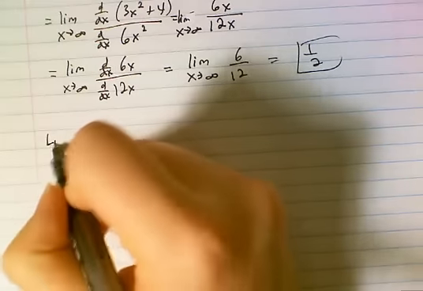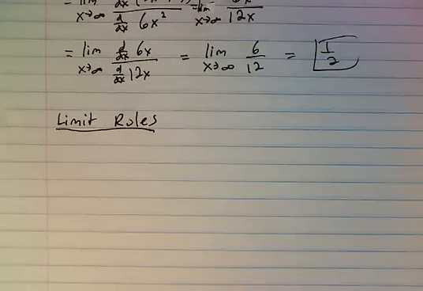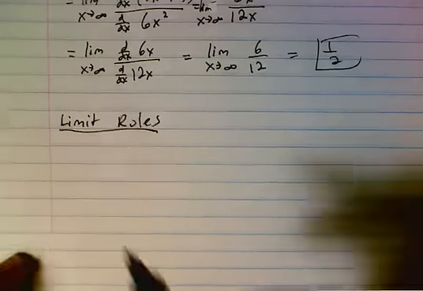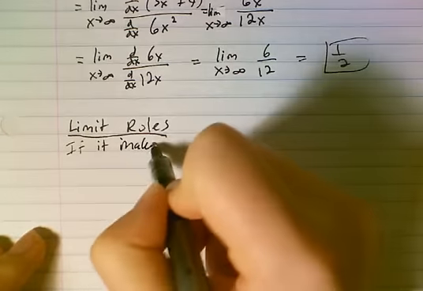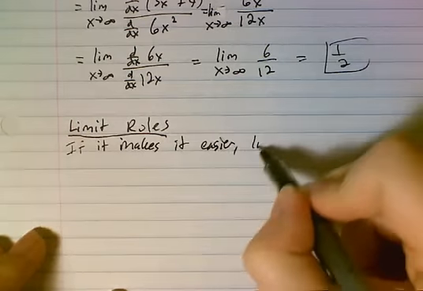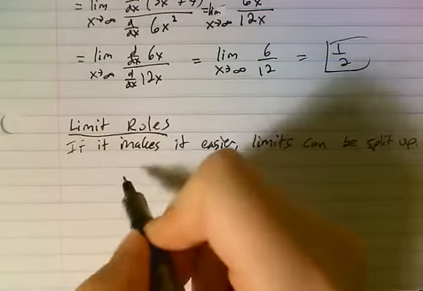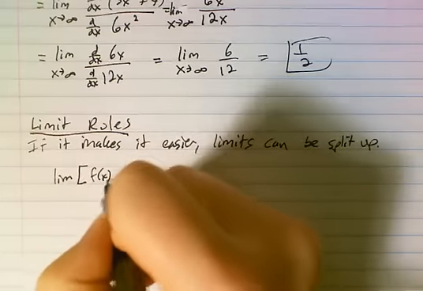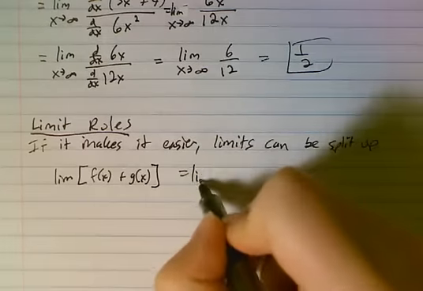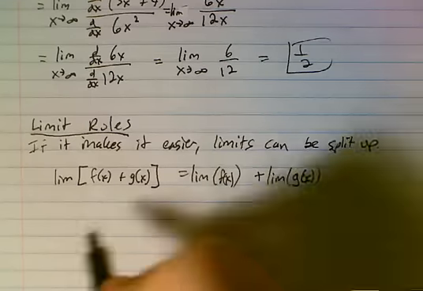One thing to also be aware of, this is our last piece. Sometimes you'll encounter limits where you have two parts added together or two limits multiplied together or something like that. It's good to know these rules. Basically, the general idea is if it makes it easier, limits can be split up. The most critical one, limit of f of x plus g of x is the limit of f of x plus the limit of g of x.